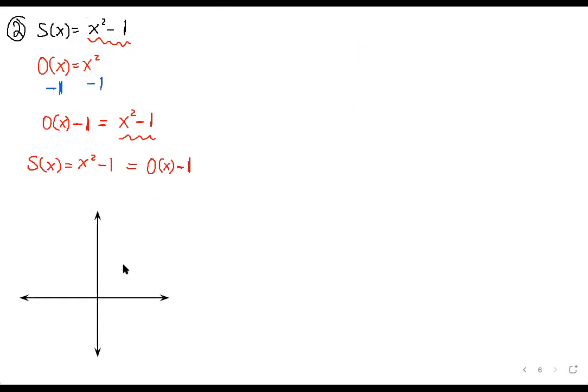So the graph for the original function O of x is something like that, a parabola. Then I have to shift this one by using this property here, because O of x minus 1 is the same as s of x. I shifted 1 unit down.